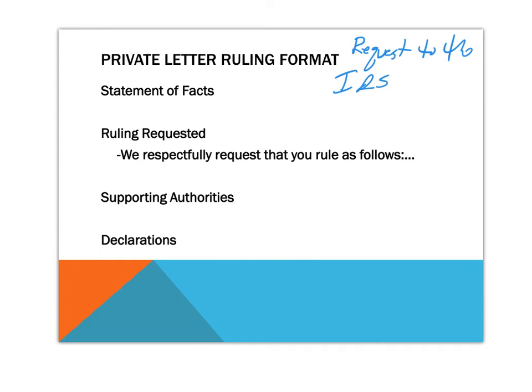Now, I will post an example of a research memo and an example of a private letter ruling. Okay, so it's a somewhat similar document because you have a statement of facts. You're asking for a particular ruling, so this is kind of your issues section. And then you have your supporting authorities, which is like your support section, okay? And then you have your declarations.